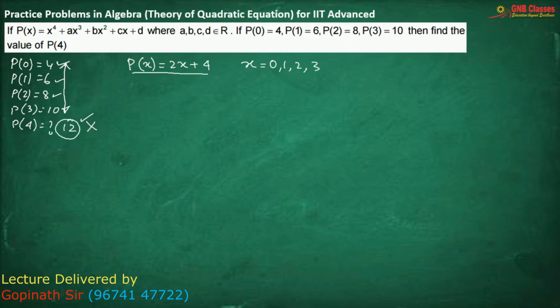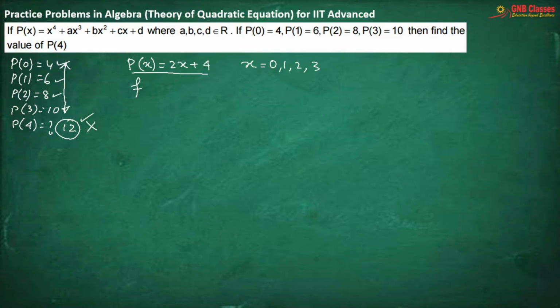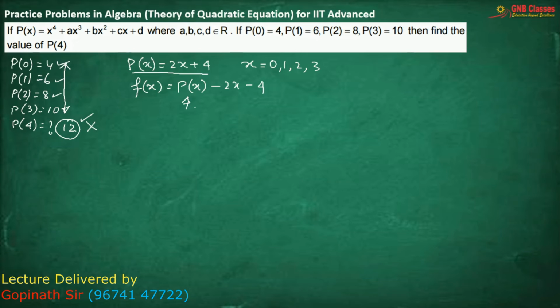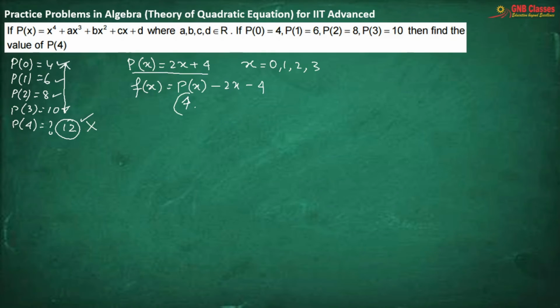Now let me write a function, say f(x), which is nothing but P(x) minus 2x minus 4. Is it clear? Now if you observe, you will find that P(x) is basically a biquadratic expression. So if P(x) is a biquadratic expression, definitely your f(x) will have to be a biquadratic expression. Is it clear to all of you?